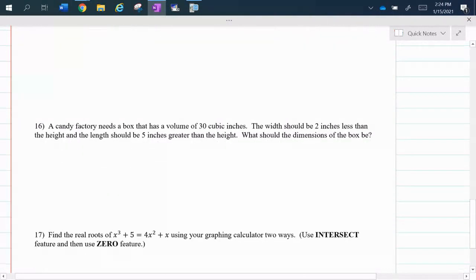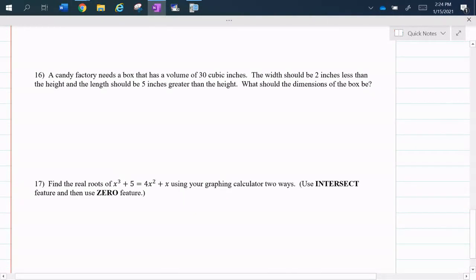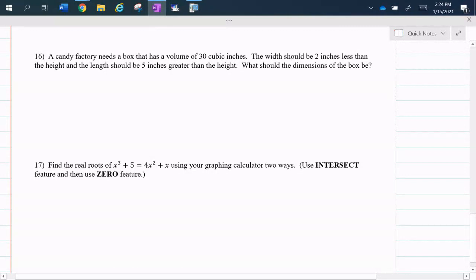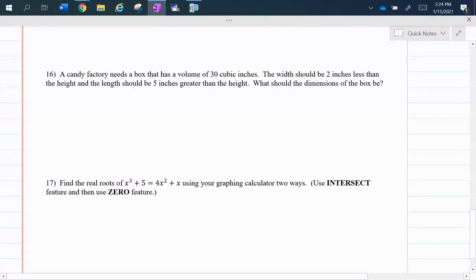We're going to go do one more example about the candy factory. The candy factory needs a box that has a volume of 30 cubic inches. The width should be 2 inches less than the height, and the length should be 5 inches greater than the height. What should the dimensions of the box be? So I've got a box. I'm going to make a box here. I'm going to label my length, my width, and my height.